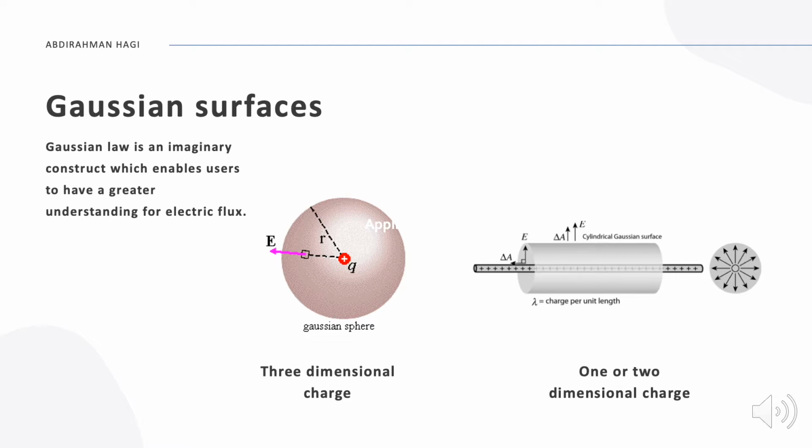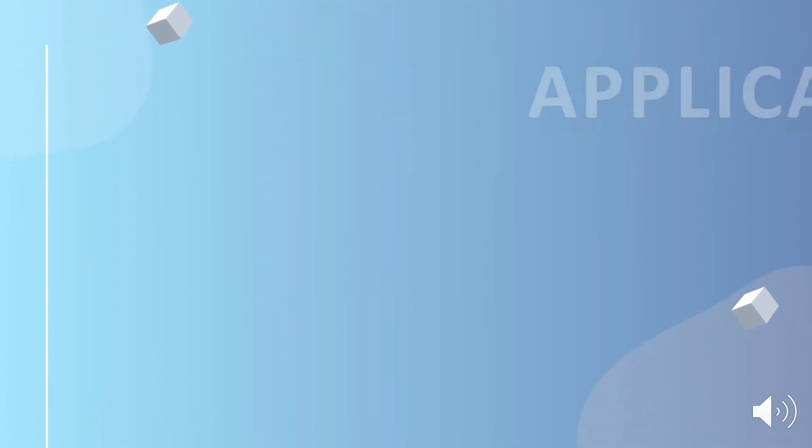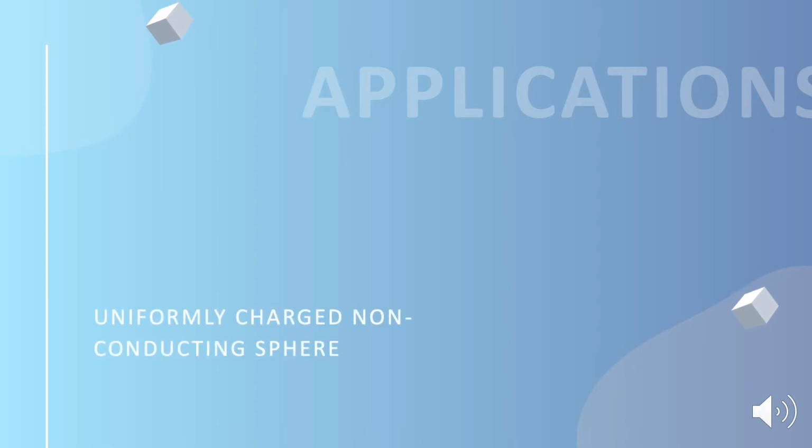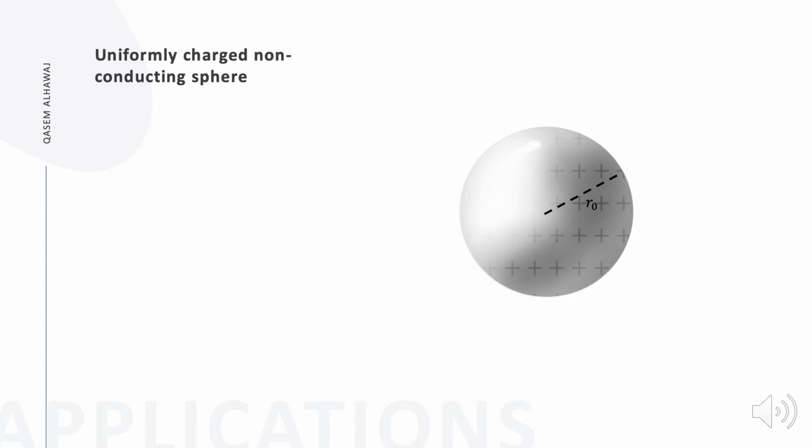be chosen. Hi, I'm Qasem, and in this section we will start by talking about the application of Gauss's law. We will try to solve the electric field of a uniformly charged non-conducting sphere for a point inside and outside the object. To understand our object, we will draw a sphere with a radius of r0, and that non-conducting sphere is uniformly charged towards its volume.